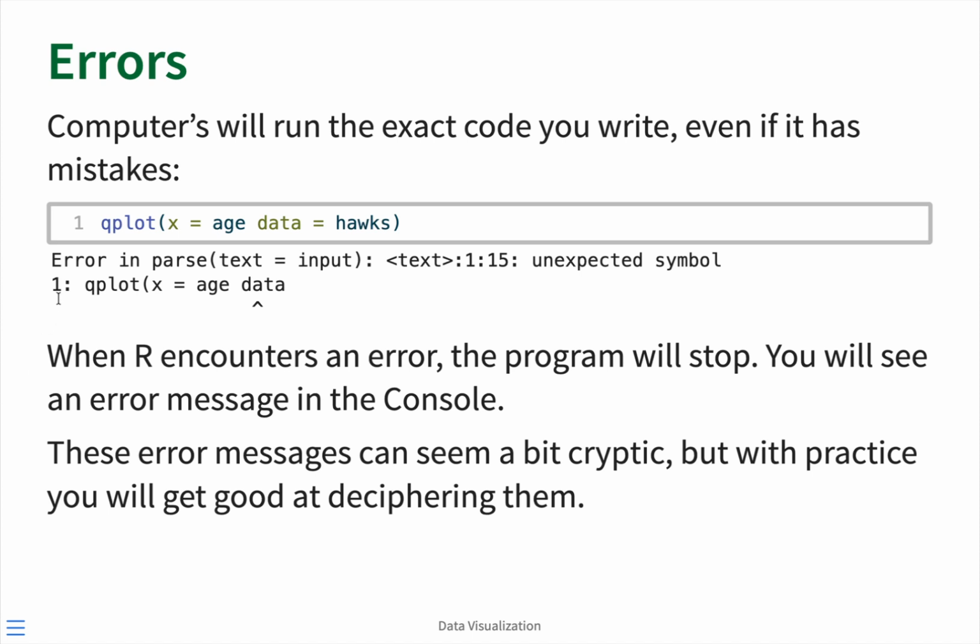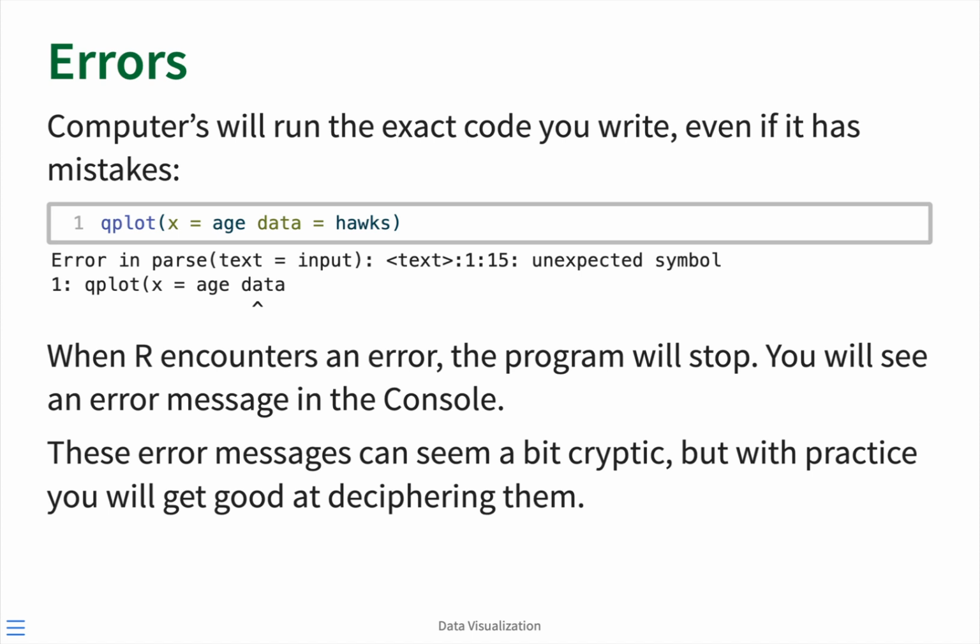In R, when we get an error, the computer program will stop. Even if you have lines of code after the line that's causing the error, R will stop running the program and it won't run the rest of the lines. You'll also get an error message, which will typically be shown in the console, or in an R Markdown file, it will be shown below the code chunk that's causing the error.